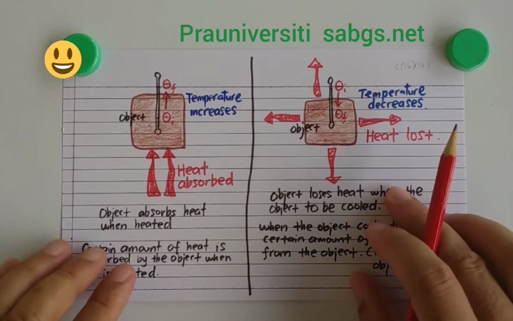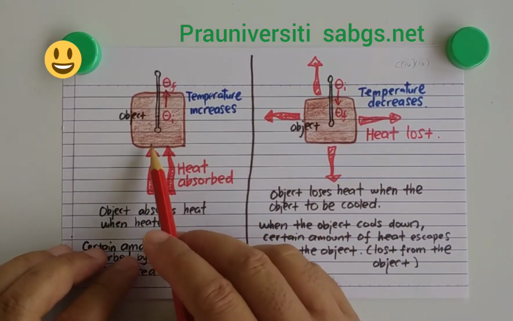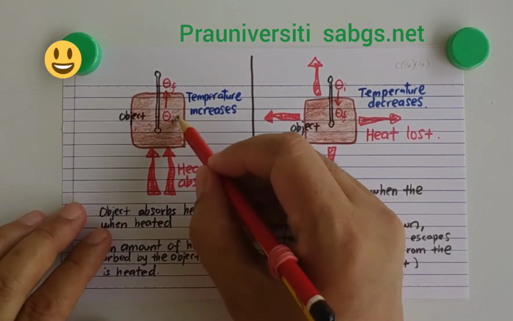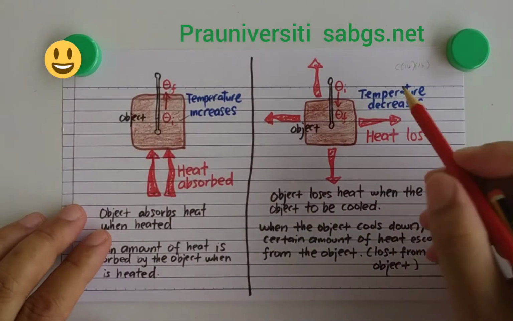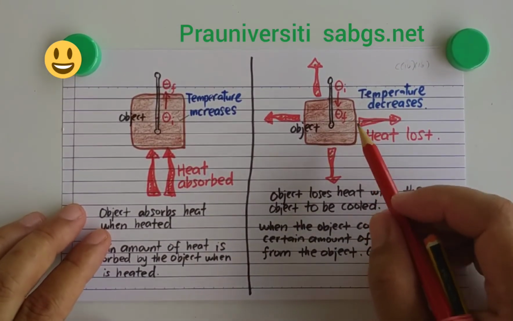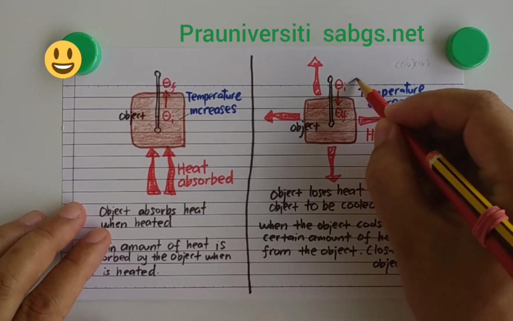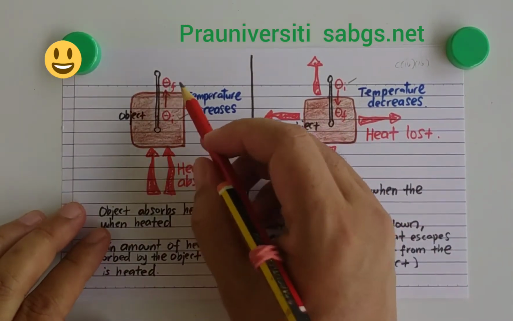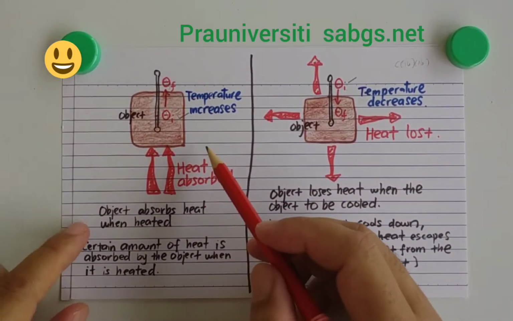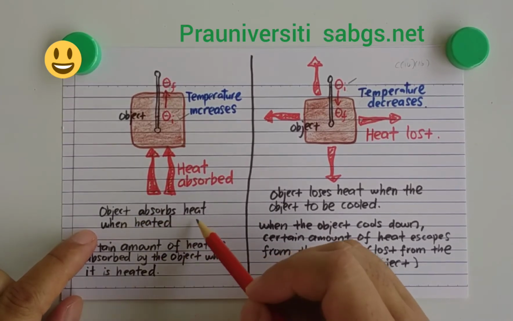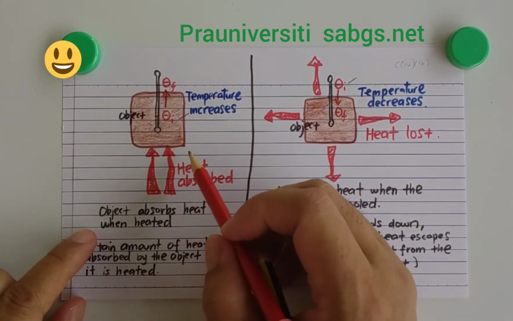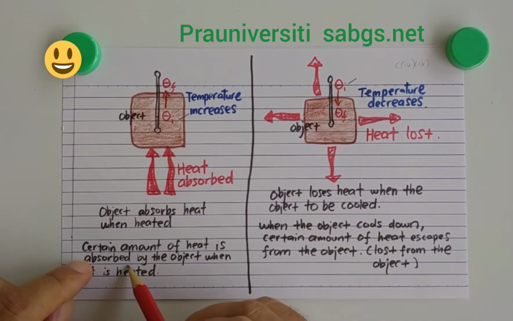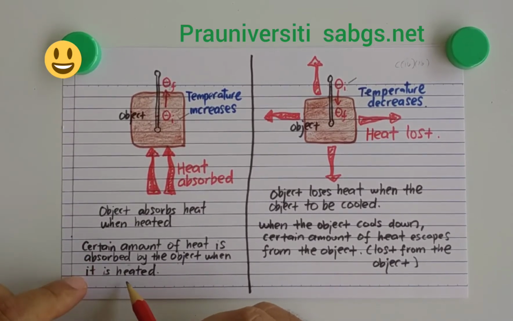Okay, here is one object. The initial temperature is theta I, and this one is also an object with an initial temperature theta I. I refers to the initial, F refers to the final. We focus on this object first. What happened? The object absorbs heat when heated. So we heat the object, and the object absorbs the heat energy. A certain amount of heat is absorbed by the object when it is heated.